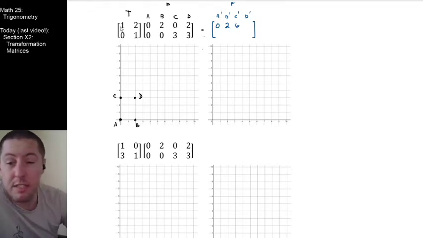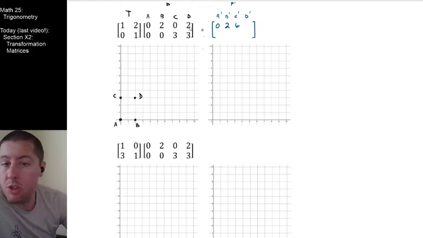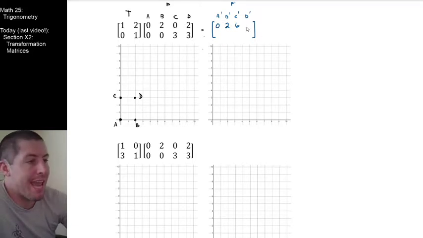Finally, you should notice this is the most exciting one we've done all day. 1, 2 dotted with 2, 3. There's no zeros involved. Oh my gosh. 1 times 2 is 2. 2 times 3 is 6. 2 plus 6 is going to give me 8 for the x coordinate of the D prime point.